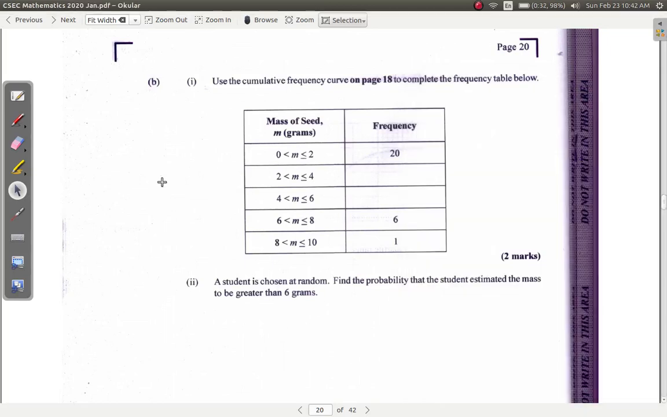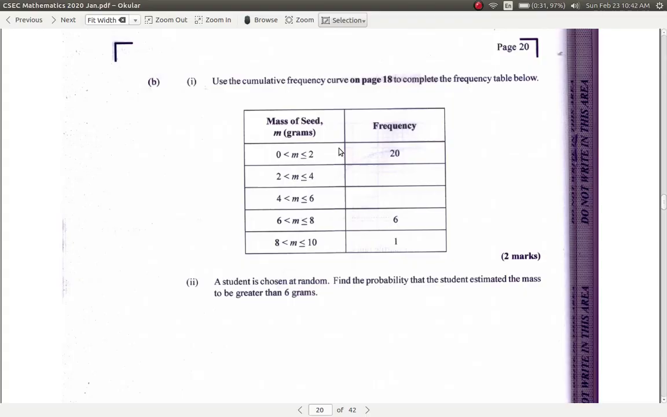Let's look at part B of question 5 now. This is the CSEC Mathematics 2020 January paper. It says, use the cumulative frequency curve on page 18, that's the previous curve, to complete the frequency table below. I've copied the curve here.